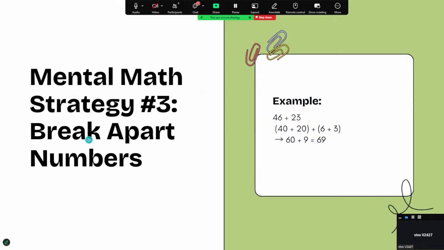Mental math strategy number 3 is breaking apart numbers. And you can do this strategy when you're working with bigger numbers, like 46 and 23. So let's do this example.